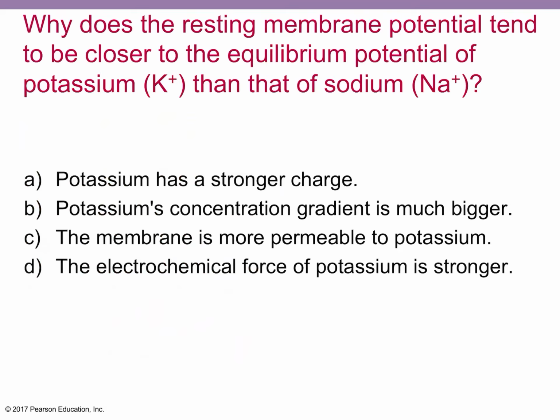All right, so let's see if we can answer this question. Why does the resting membrane potential tend to be closer to the equilibrium potential of potassium rather than that of sodium? Remember that if we open only potassium channels, potassium's equilibrium potential is going to be at negative 94 millivolts. And if we open only sodium channels, the equilibrium potential for sodium is going to be a positive 60 millivolts. But the true resting potential is at negative 70 millivolts. It's way closer to that of potassium. And why is this?